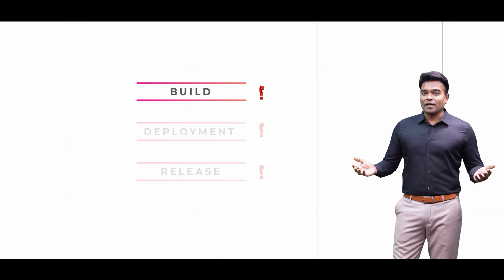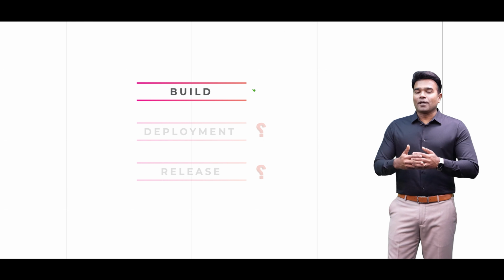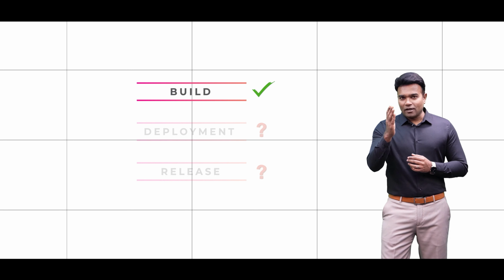Now that you have been able to understand what build really is, it's time to understand what deployment is. Well, in the world of software development, deployment is the final step that makes an app or a software product available for real world use. It is that phase where the built software is uploaded and set up in the production environment.